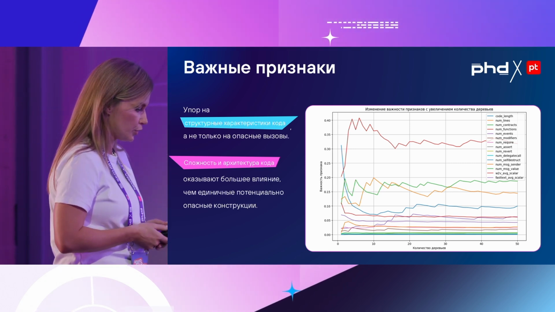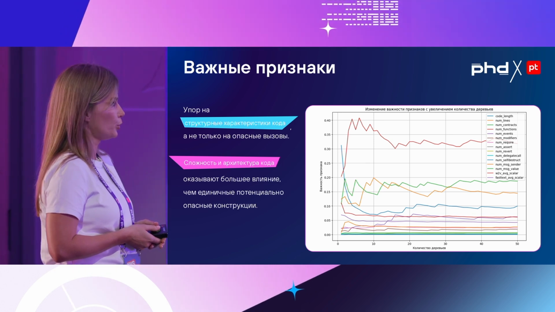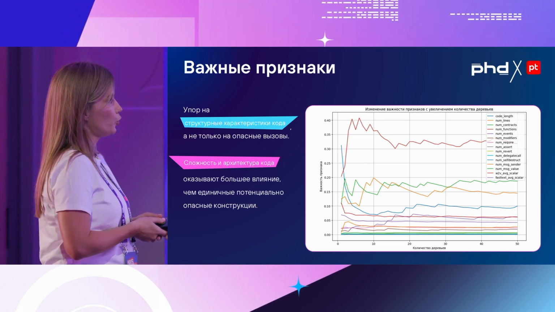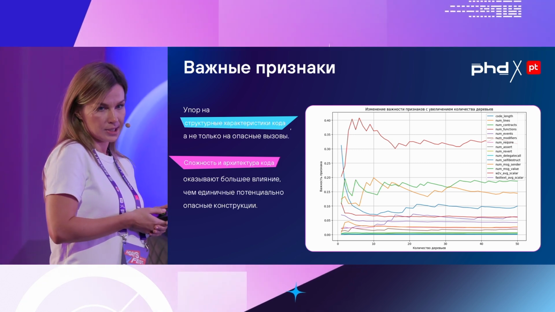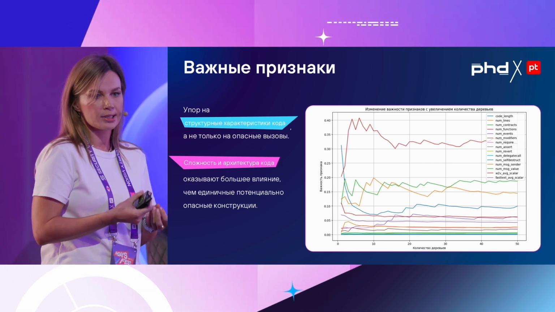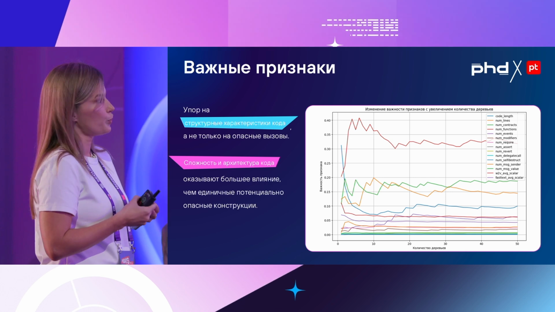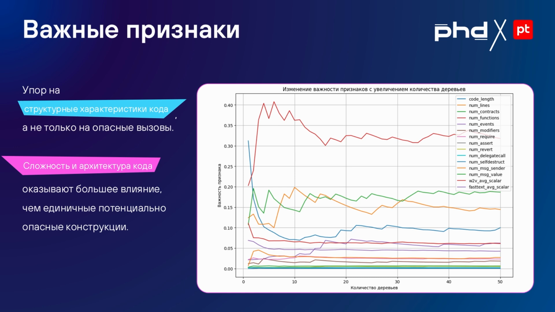After we found those features, we saw how the features behave depending on the depth of interaction. The feature which is red reaches 40% of influence in terms of detecting vulnerable code. The longer is the code, the higher is the probability of vulnerability. But when the number of trees grows, that feature stabilizes at about 30%.